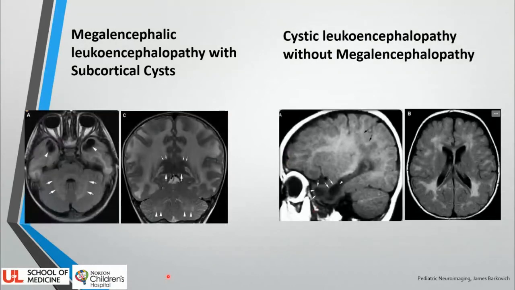These are examples of the two conditions. Flare image on the left shows subcortical cyst in the temporal lobe. There is abnormal bright signal involving the cerebral white matter. Coronal image here shows abnormal bright signal in the cerebral and cerebellar white matter. Images on the right are examples of cystic leukoencephalopathy, sagittal T1 weighted image showing subcortical cyst in the temporal lobe, and this flare image here showing abnormal bright signal in the periventricular and deep white matter.